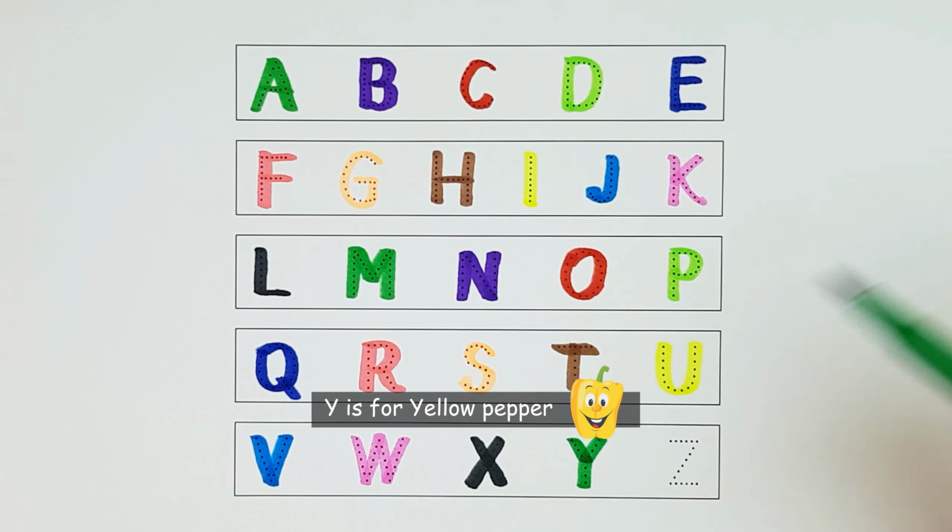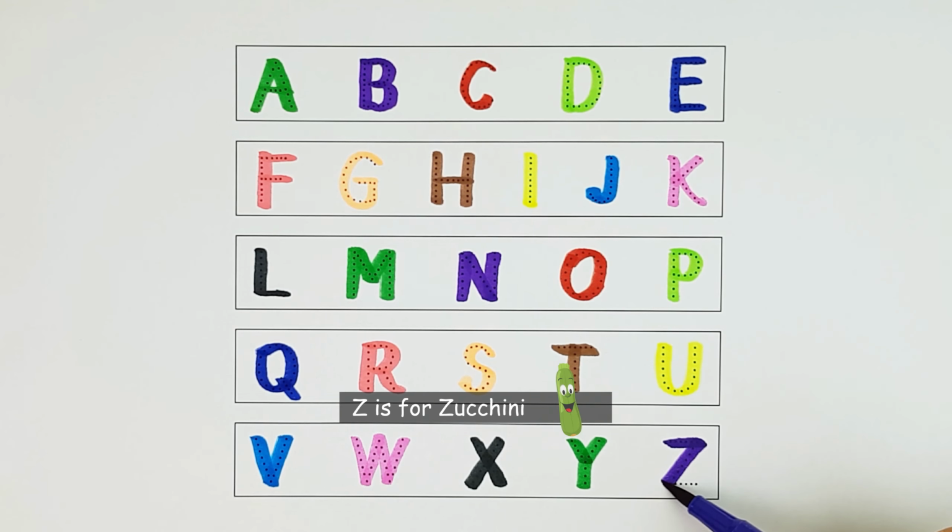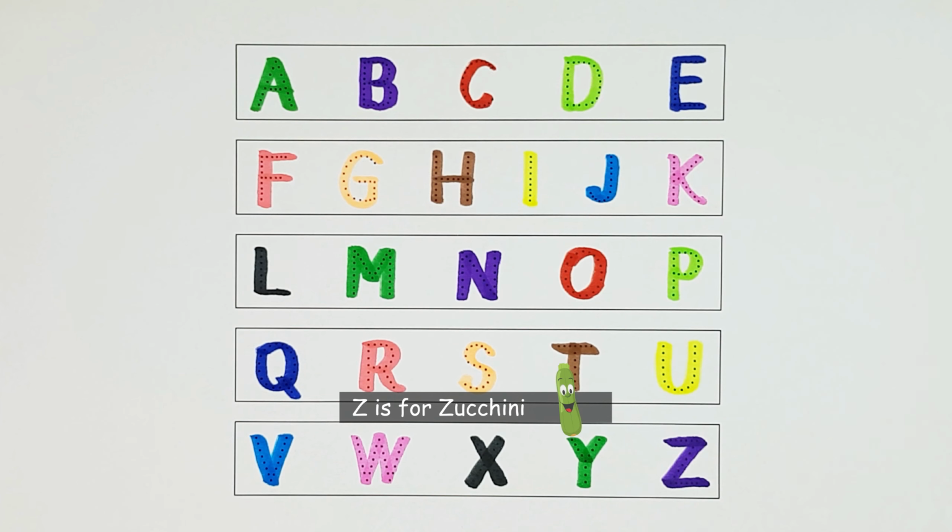Y. Y is for yellow pepper. Z. Z is for zucchini.